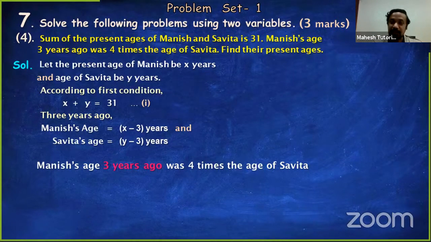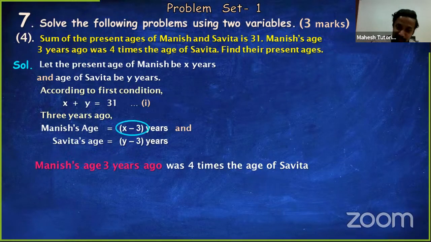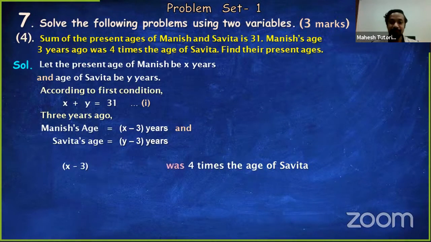So now with these ages, let us complete the second condition. Now the second condition says Manish's age 3 years ago. Can you tell me what was Manish's age 3 years ago? x minus 3 years. Okay, was. Now, students, the way IS stands for equal to, exactly in the same manner was also stands for equal to.